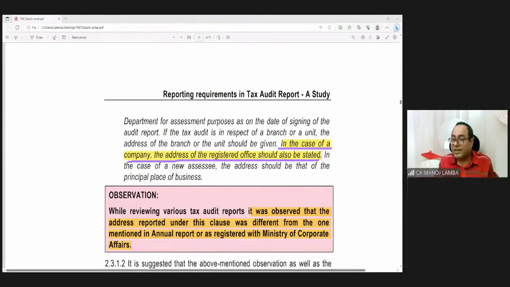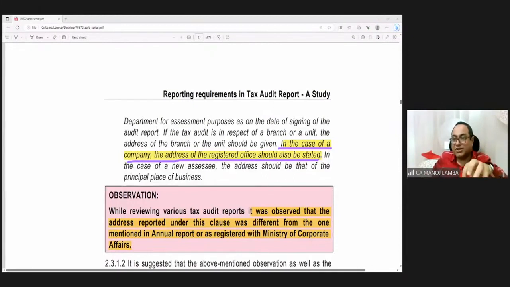In case of a new assessee, the address should be that of the principal place of business. And what is the observation of the Taxation Audit Quality Review Board? While reviewing various tax audit reports, it was observed that the address reported under this clause was different from the one mentioned in the annual report or as registered with MCA.